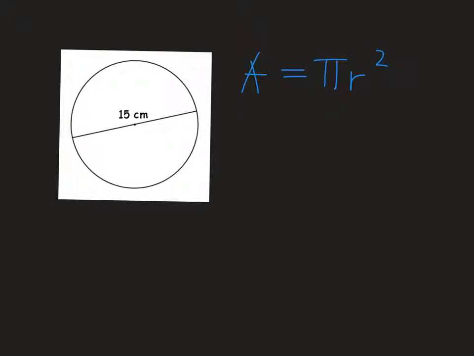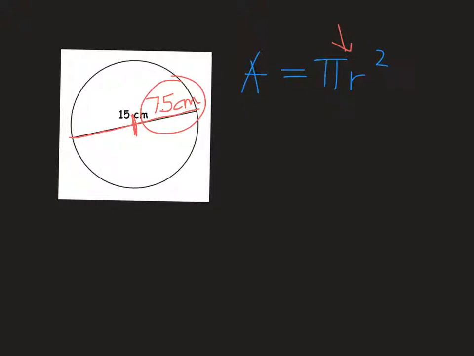Again, we know the formula for the area of this circle will again be pi r squared. So first we need to find the radius. We've been given the diameter, the distance across the circle going through the center. So to find the radius, we need to half that. So the radius of this circle is 7.5 centimeters. Then we can put that 7.5 centimeters into the formula to find the area of this circle.